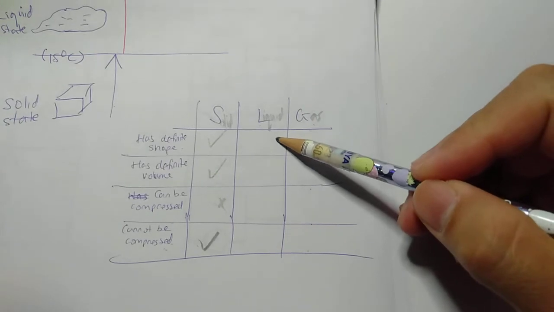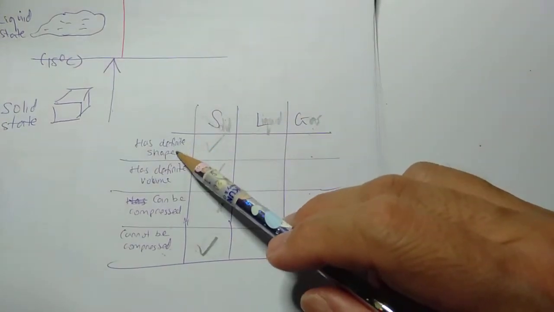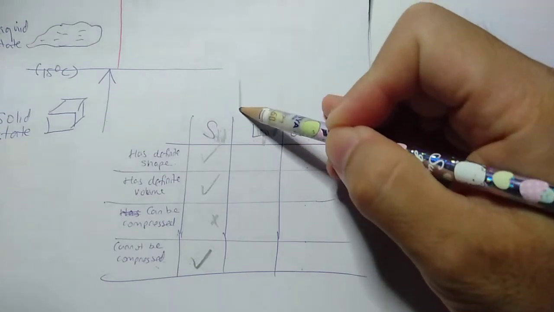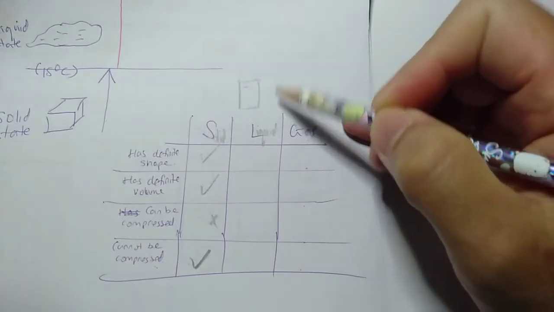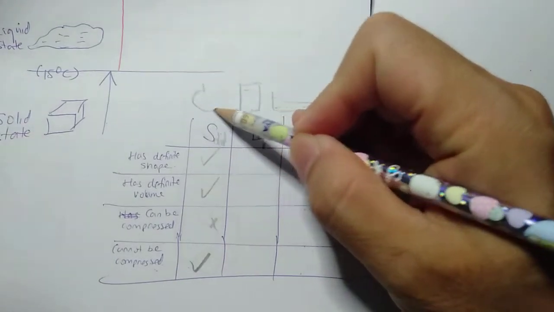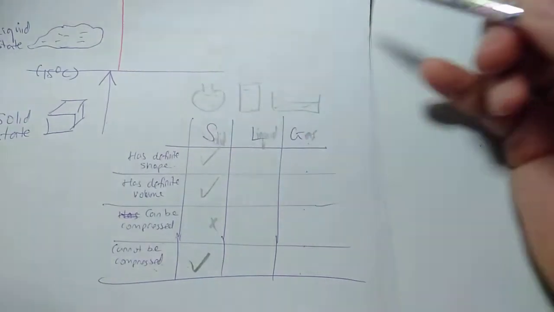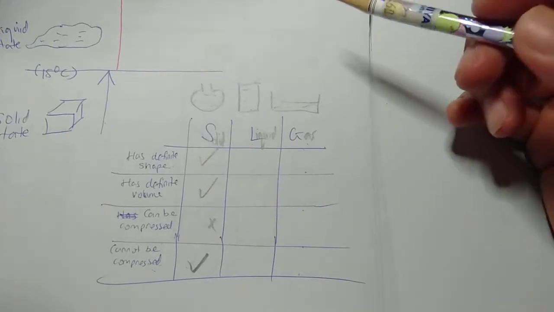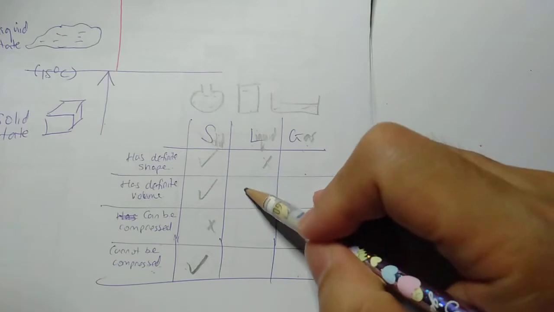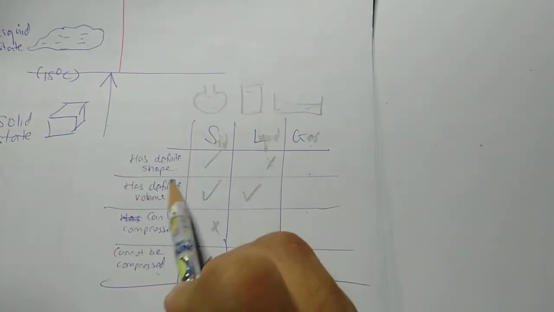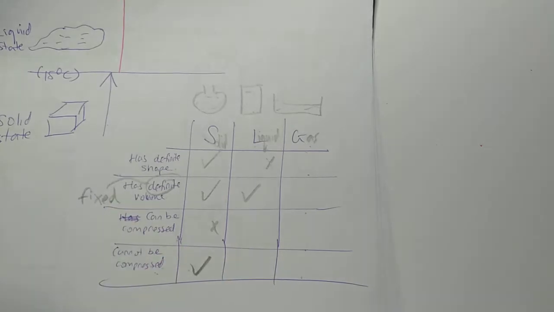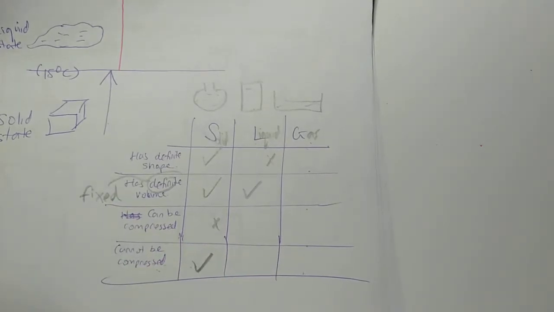How about liquid? Does a liquid have a definite shape? No. A liquid can take the shape of any container. I can pour water from this container to this container to this container. Right, it can take all kinds of shapes. So liquid has no definite shape. But the volume is definite. Definite means fixed. Fixed means it's not changing all the time.